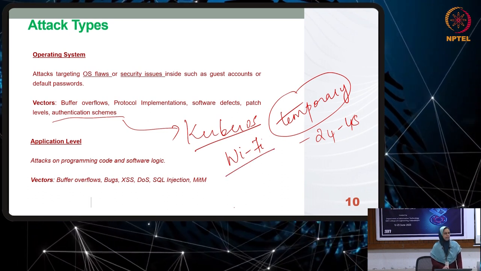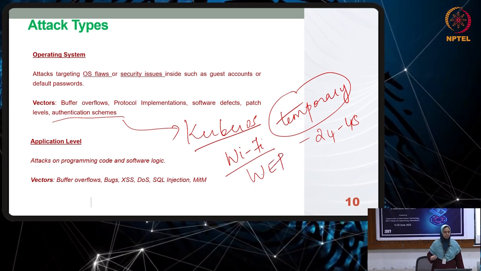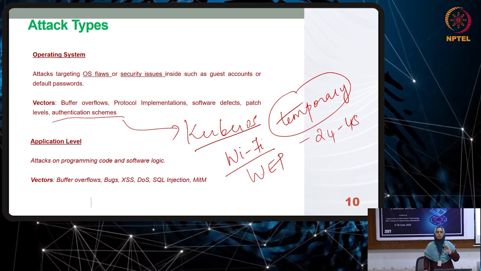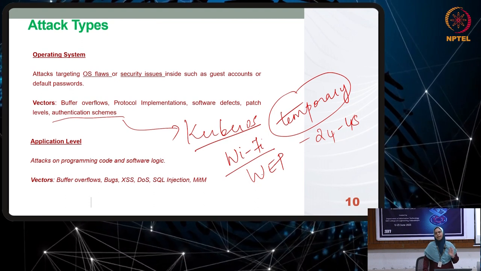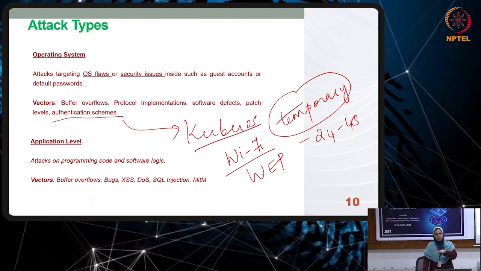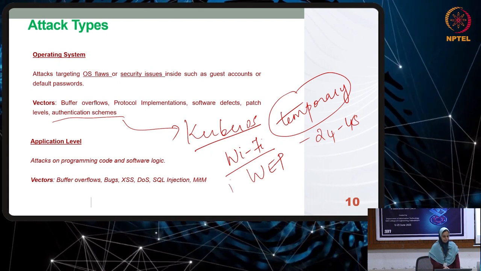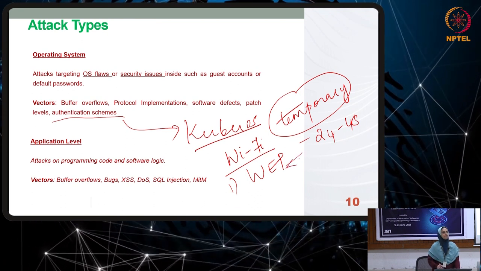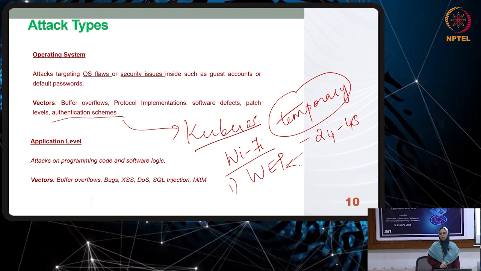Initially, there is one protocol called WEP, which stands for Wired Equivalent Privacy. This was the first protocol which came to protect Wi-Fi security, and people were easily able to break it. Like how symmetric cryptography came first, then asymmetric cryptography came due to some problem, similarly WEP came first. The cryptographic algorithms used inside WEP are vulnerable to cyber attack.